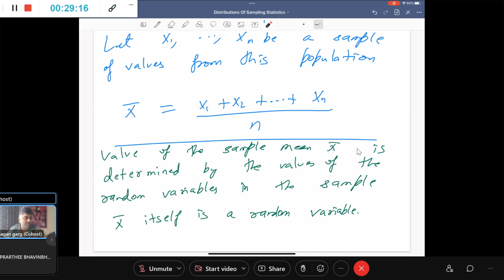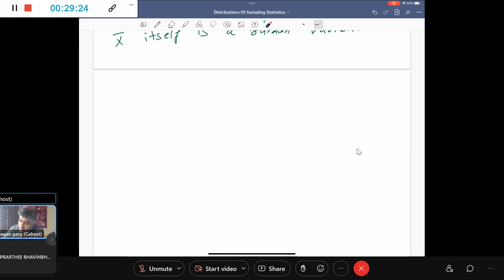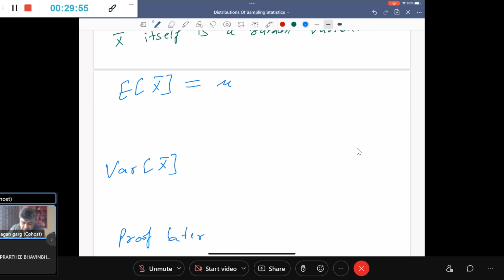And if X bar itself is a random variable, then we can compute statistics on X bar. We can talk about things like E of X bar and variance of X bar. We can talk about the expected value of X bar and the variance of X bar, because X bar itself is a random variable. We'll do the proof later, but right now I'm just stating it without proof: the expected value of X bar turns out to be mu, and the variance of X bar turns out to be sigma squared by n. What is n here? n is the sample size.